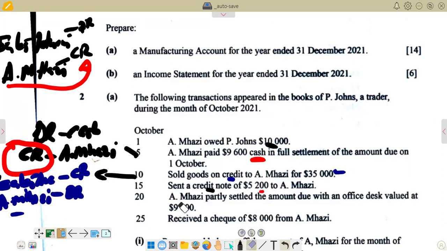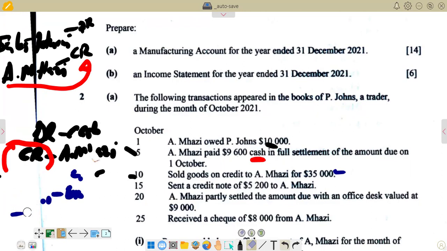Right, on the next question now, we are on October 20. Let's try to see what we have on October 20. Let's just remove this so that it becomes clear for us. So on the 20th, it says AIMAZ partly settled the amount due with an office desk valued at $9,000. So obviously, this is a settlement that is taking place. So it is acting in place of our payment.